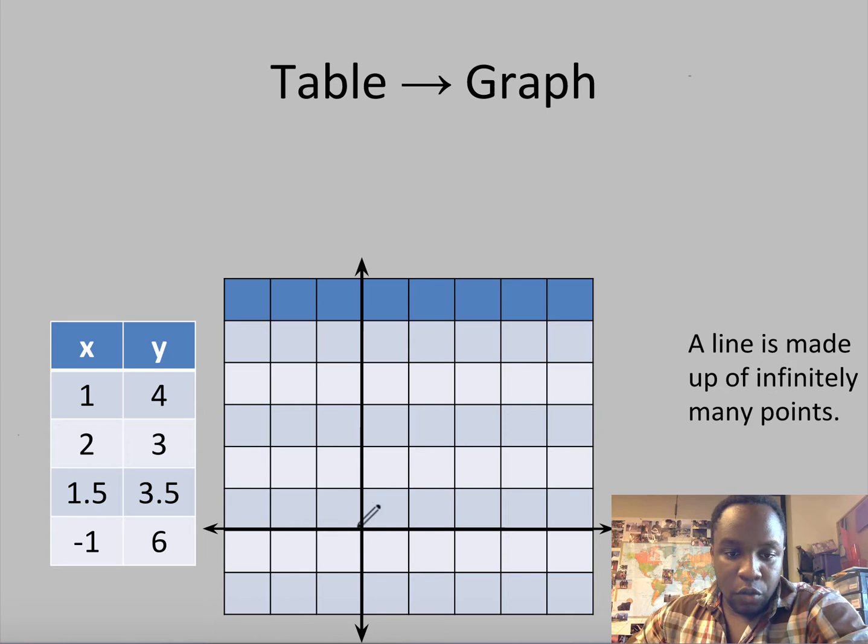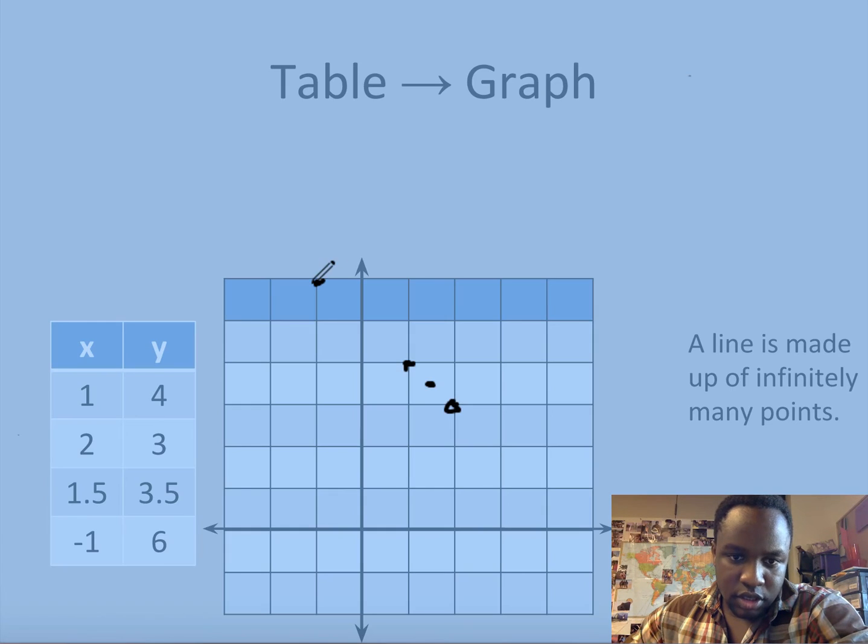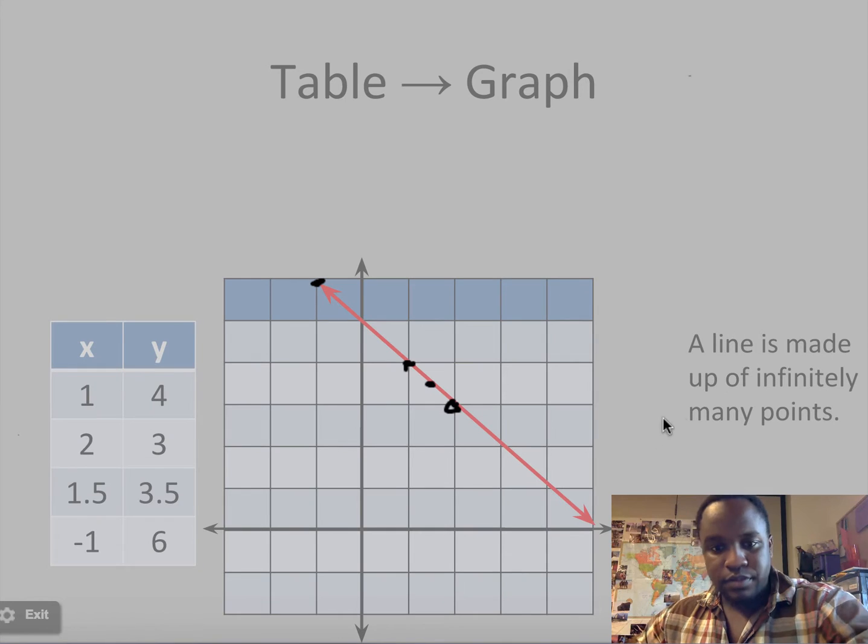So we go to the right 1 and up 4. 1, 2, 3, 4. The right 2, up 3. The right 1.5, up 3.5. And lastly, to the left 1 and up 6. And so we get a line like so. All right.